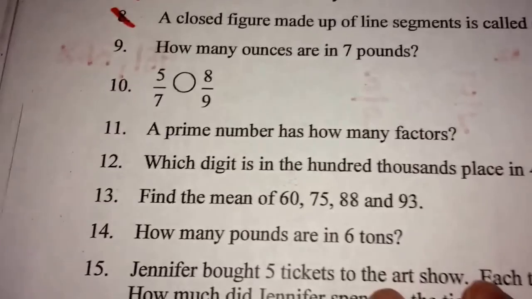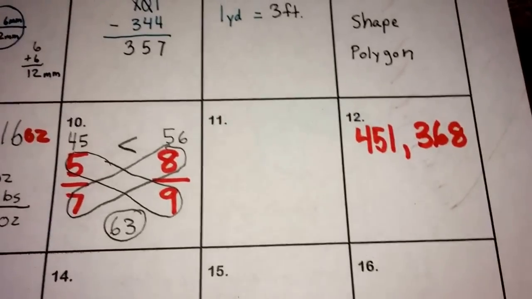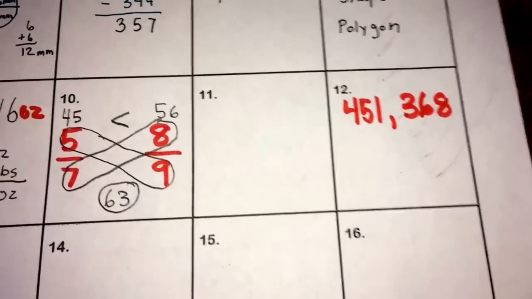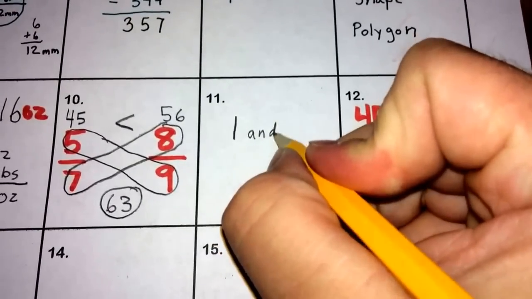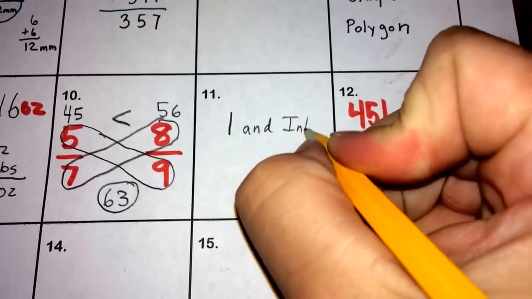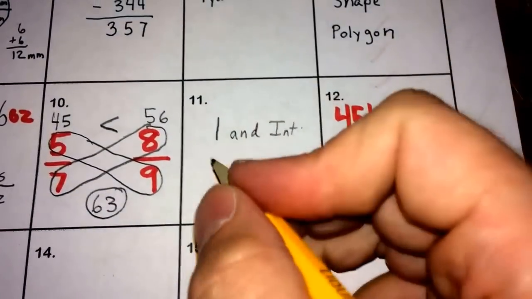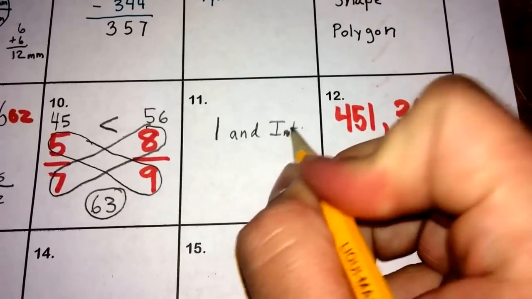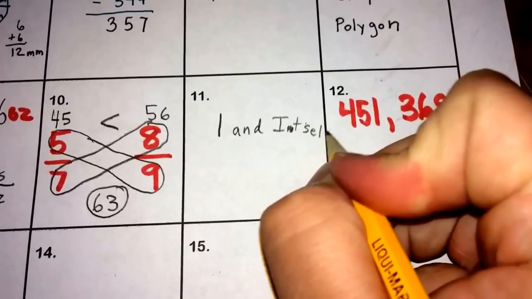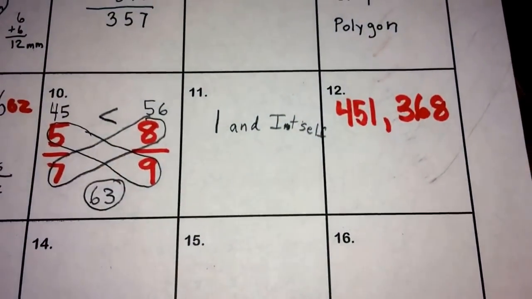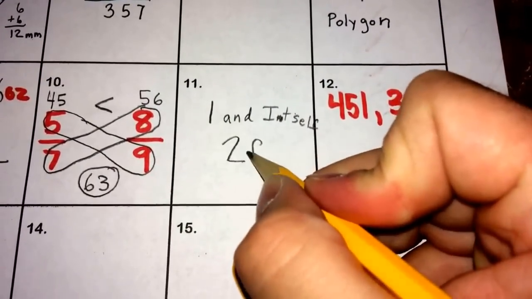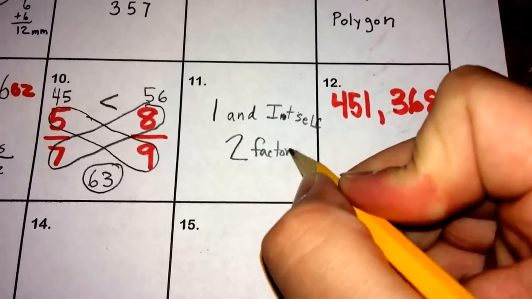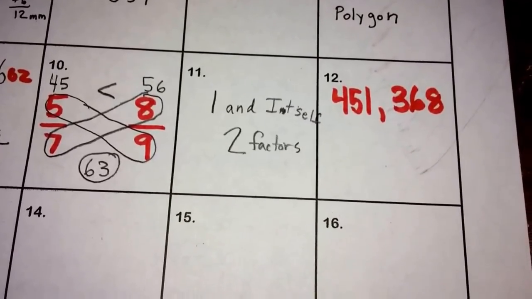All right, number 11. A prime number has how many factors? Well, we know that a prime number can only be divided by, so it only has factors of 1 and itself. Oh my gosh, in itself, excuse me. So, I know that it only has 2 factors. It only has 2 factors.